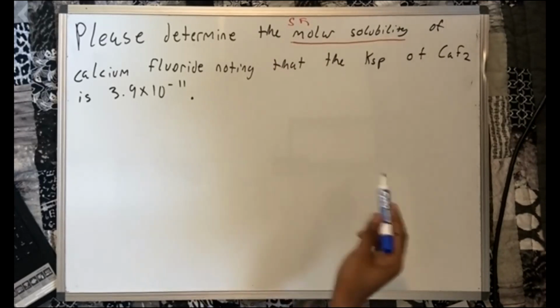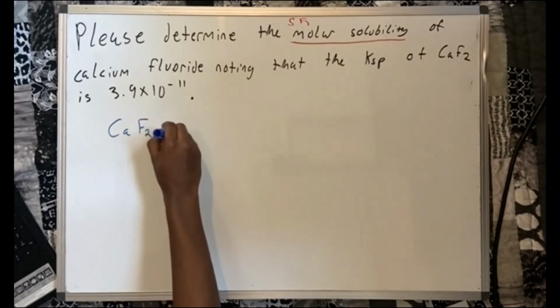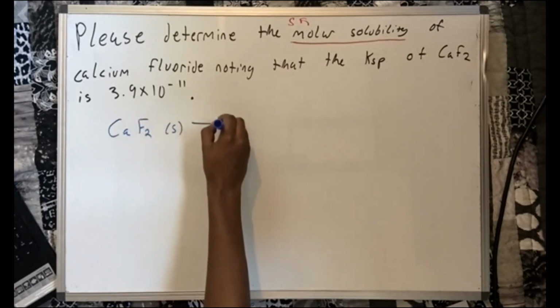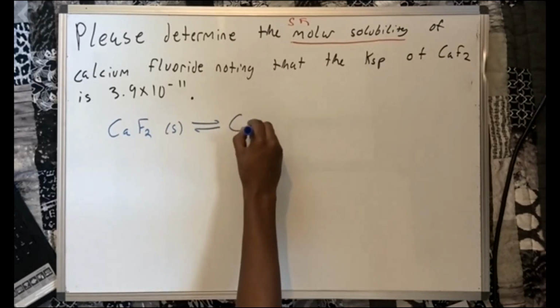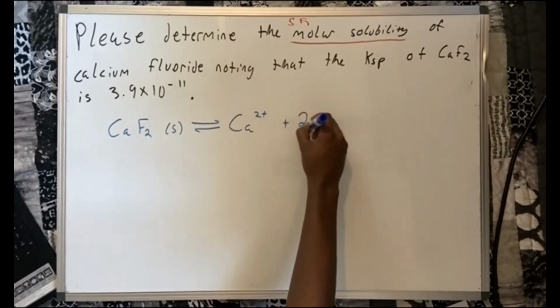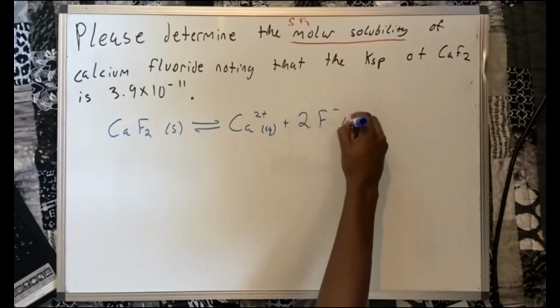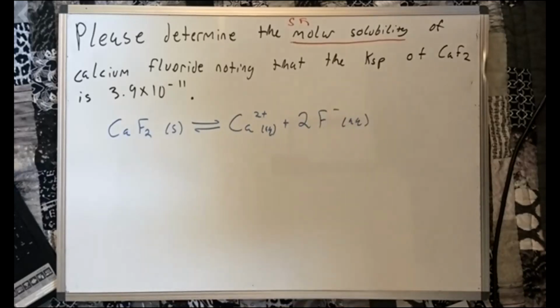Okay, so it gave us Ksp, so let's write that equation. CaF2, that's a solid, goes to calcium 2 plus. There are 2 fluorines over here, so 2 fluoride minus. Both of these are aqueous. I always forget my states. Got my equilibrium. Now we can do our ICE table.